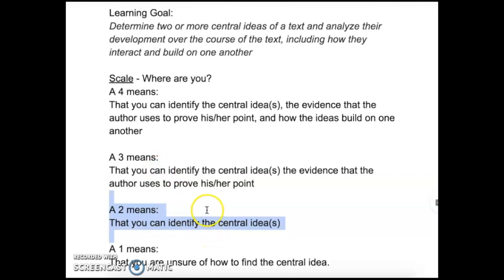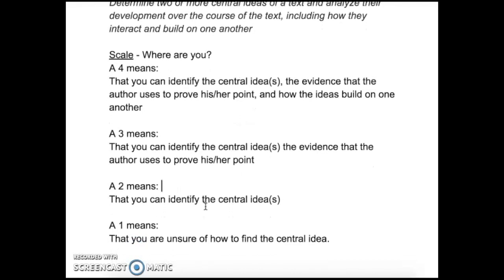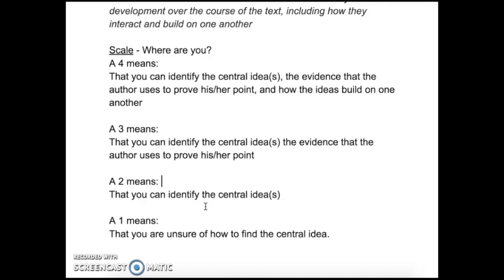And so here is your learning scale. Where would you rate your ability to determine the central idea of the text? 4, 3, 2, or 1?